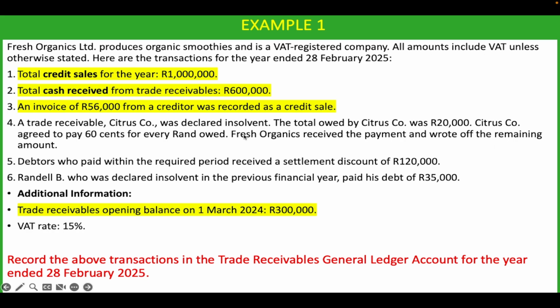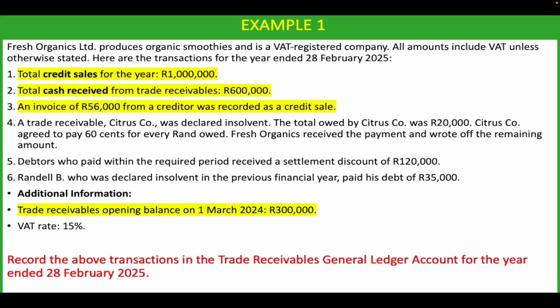So that would be 40% or 40 cents for every rand that we are writing off. So 40% times 20,000 rand, that's how much we are writing off. We're going to put it as bad debts. So basically, we're going to have two credits here. We're going to have one for bank, which is the 60% of 20,000 rand. That's how much we have received from Citrus Core. And the other is 40% of 20,000 rand, which will be recorded as bad debts. So at the end of the day, the full 20,000 rand is removed from our trade receivables, and that's why we're putting them on the credit side. Hope that's easy enough and simple enough to work with.